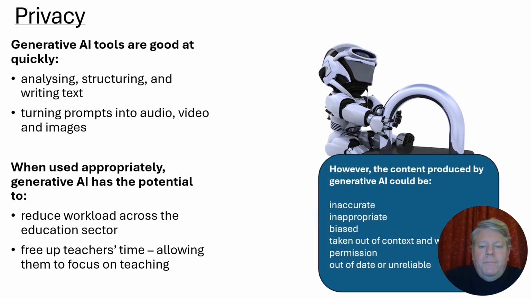generative AI prompts or outputs can be inaccurate, they can be inappropriate or biased, they can be taken out of context or used without permission, and they can be out of date quite quickly and unreliable. So it's extremely important that you use your judgment as to whether they fit the needs of your class, whether they're in sync with all the other things that you know and your subject knowledge. So it's something that requires a lot of teacher maturity and teacher judgment.